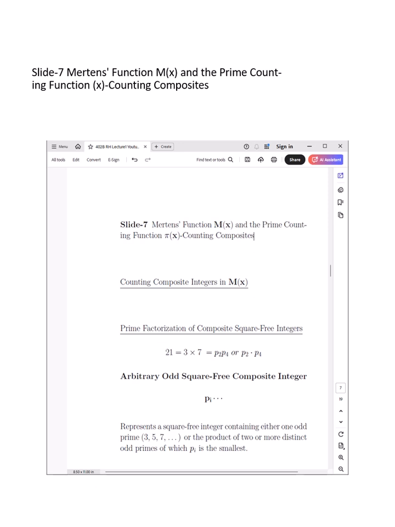For a number x, any composite square-free integer less than or equal to x must contain at least one prime divisor less than the square root of x, because if it had no prime divisor less than the square root of x, the product of any two of its prime divisors would be greater than x.